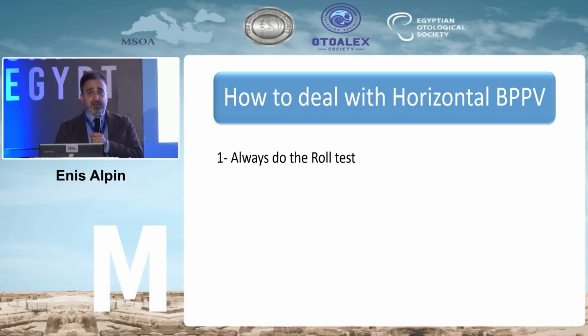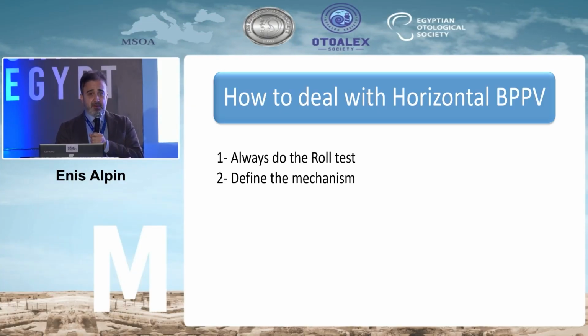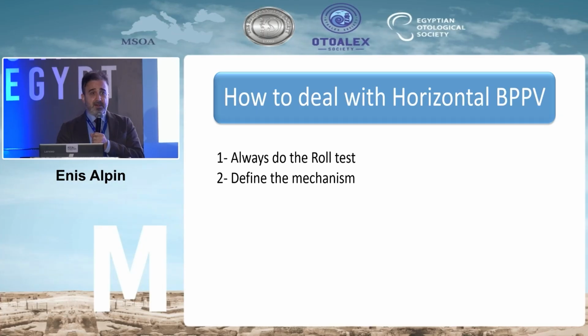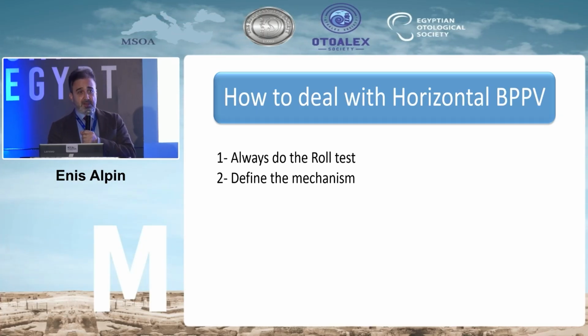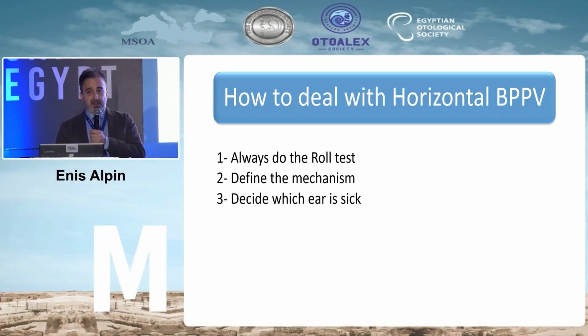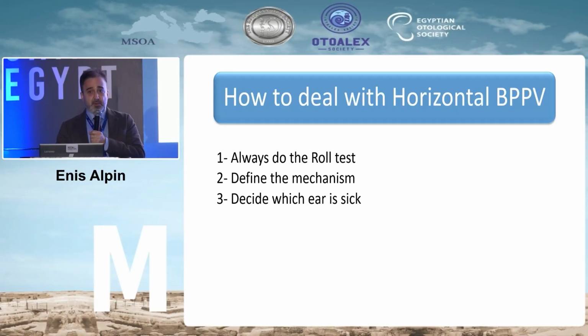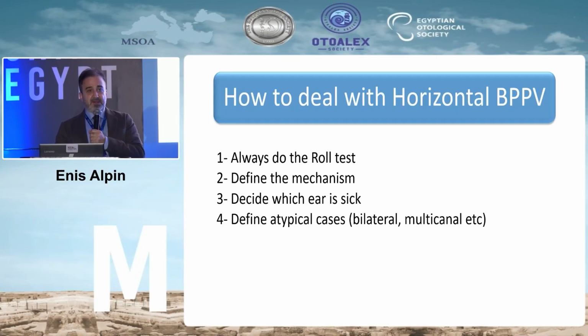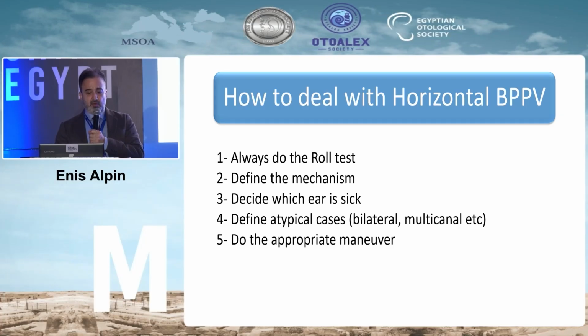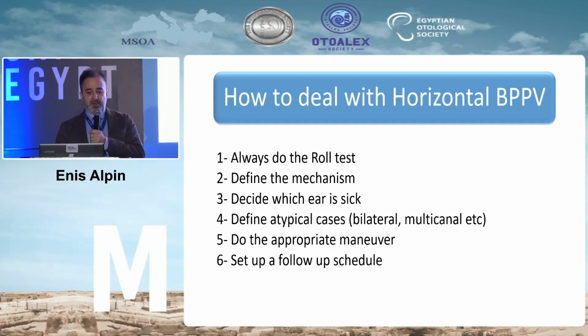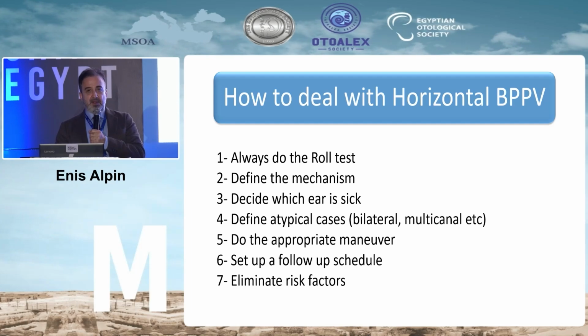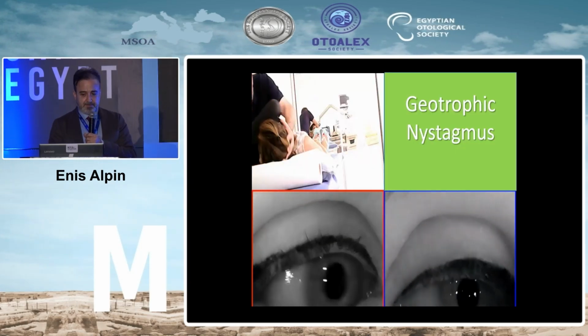In order to manage those cases, we have to do the roll test in every positional vertigo patient and try to define the mechanisms and decide which ear is sick and define the atypical cases and choose the appropriate maneuver and set up a follow-up schedule by eliminating risk factors.